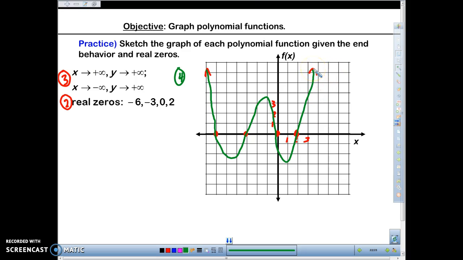We have sketched the graph of the polynomial function given the end behavior and real zeros. Again, notice here it doesn't matter how high you come up or how low you go in these areas. For right now, we just want you to get the zeros and then the end behavior correctly. Also notice, here I have no multiplicity. None of my zeros here repeated.